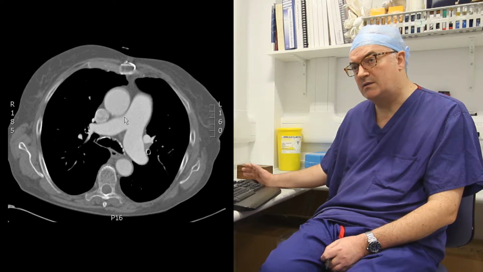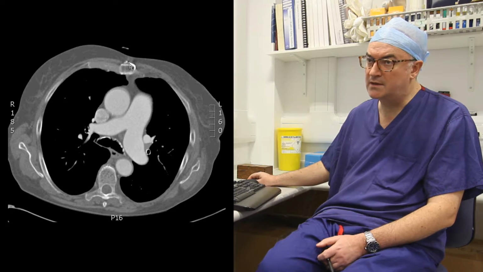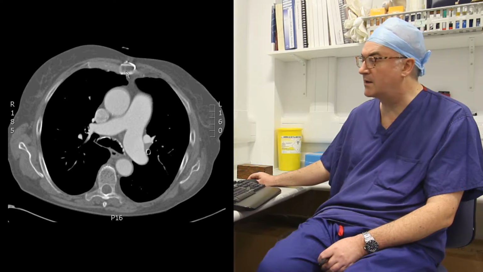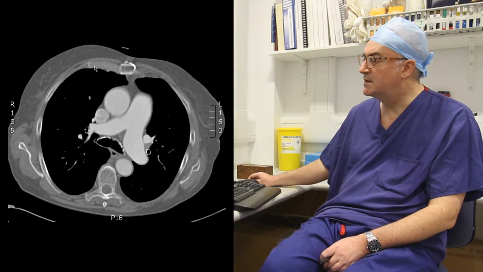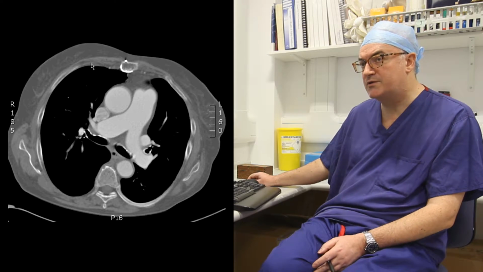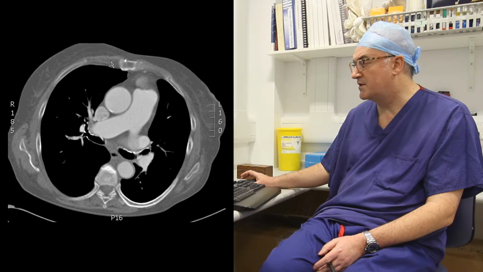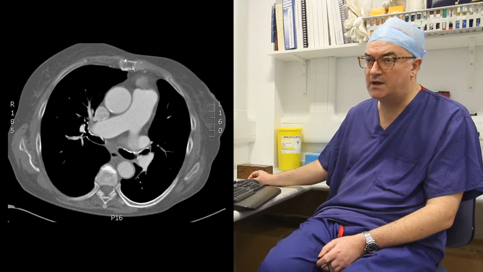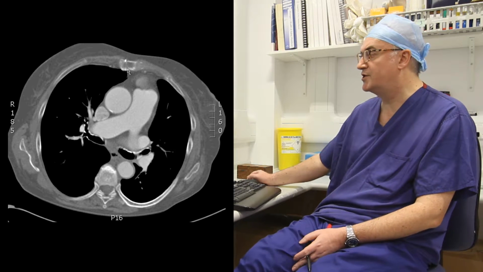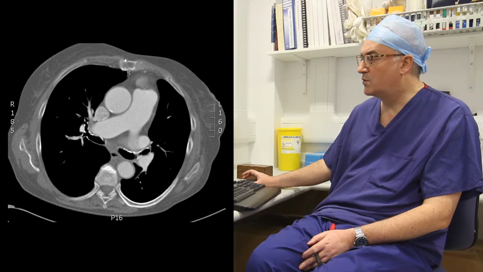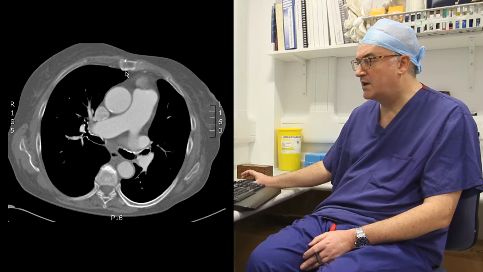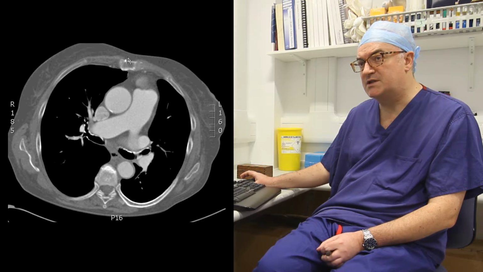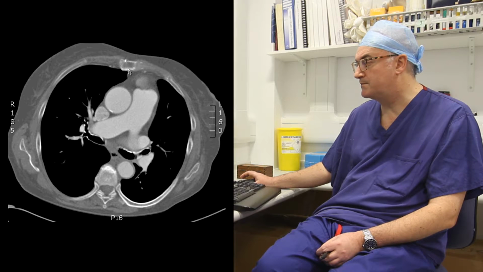The second thing that we're assessing is whether we should be using an approach through the upper part of the sternum, so a partial mid-sternotomy in the midline, or whether we should be accessing the aorta through a parasternal approach through one of the intercostal spaces. And it's the relationship of the ascending aorta to the midline and to the sternum that allows us to make this judgment. If the aorta is sitting right behind the sternum and in the midline, then the best approach is to go through an upper partial sternotomy.